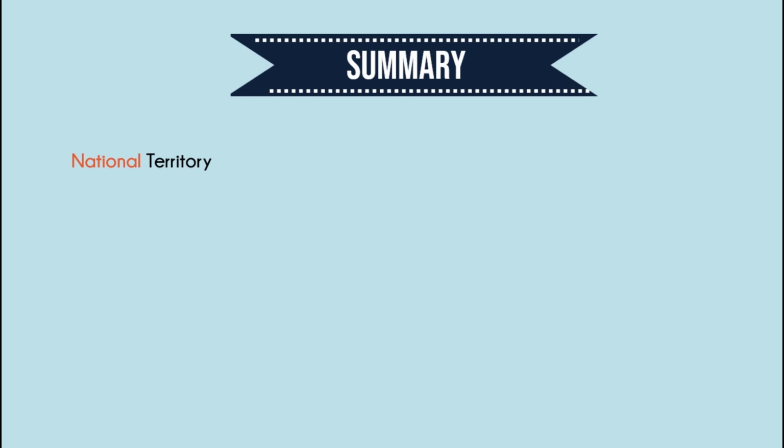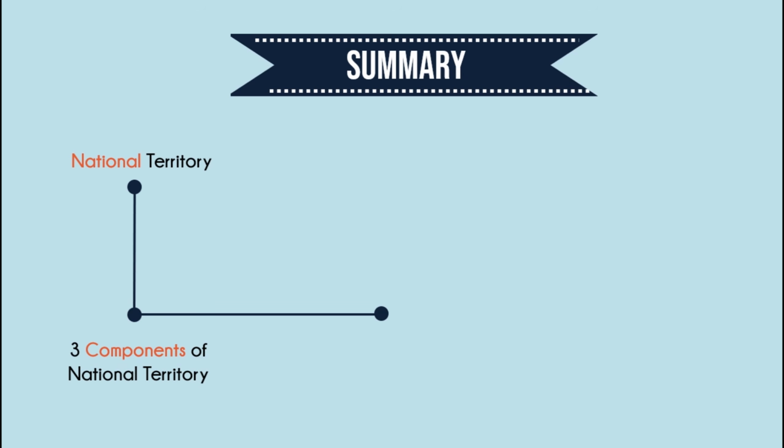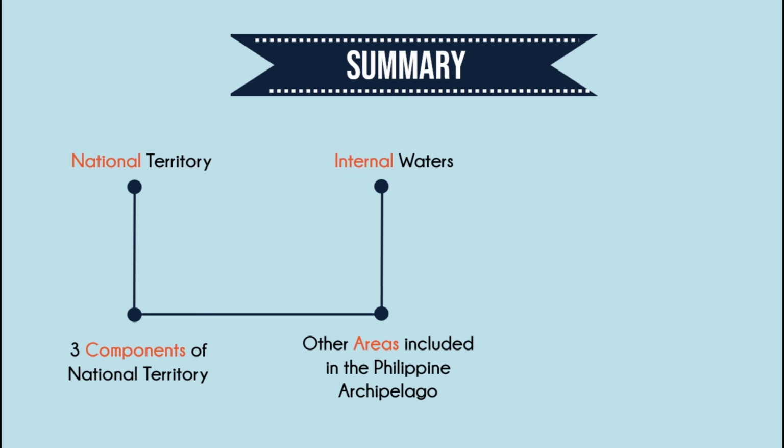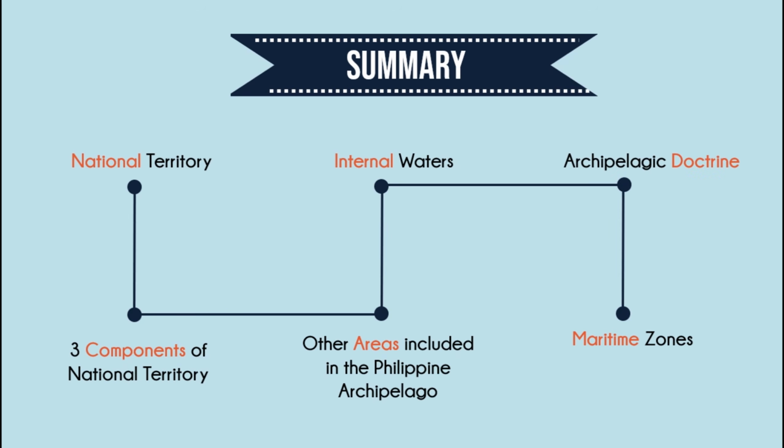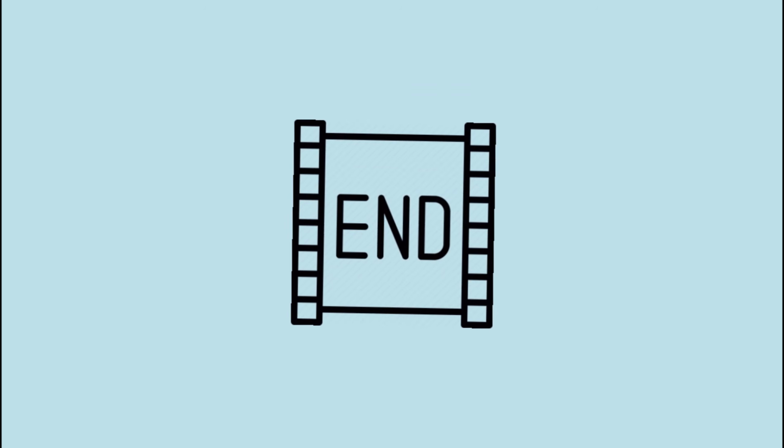First, the national territory. Second, the three components of the national territory. Third, the other areas included in the Philippine archipelago. Fourth, the internal waters of the Philippines. Fifth, the archipelagic doctrine. Sixth are the maritime zones. That ends our lesson on the national territory.